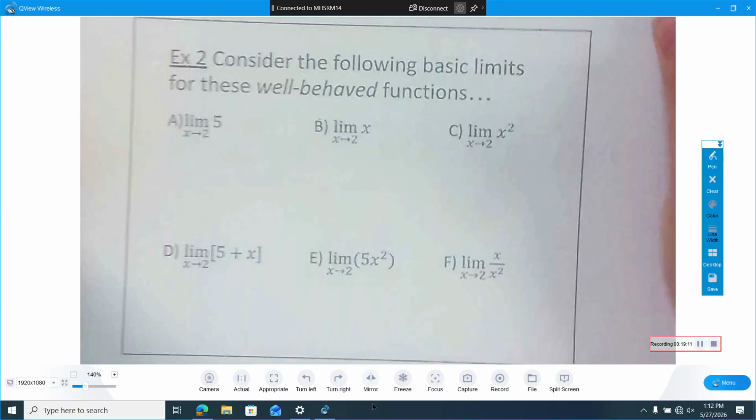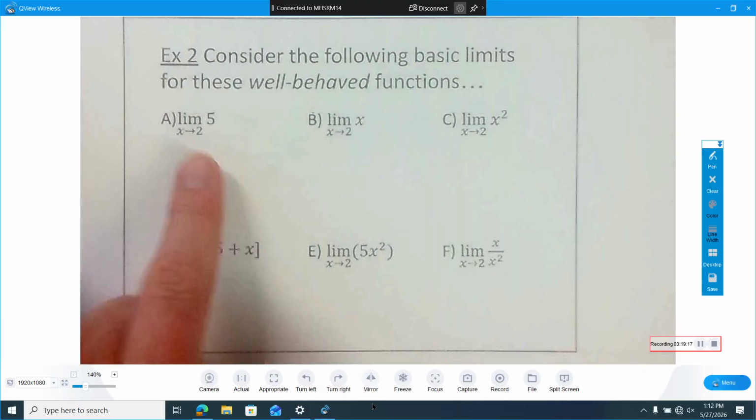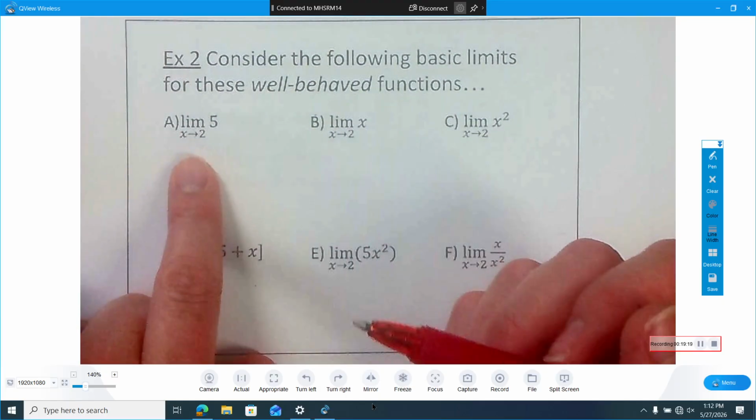So let's try a couple of these. Again, these are well-behaved functions. Consider the following basic limits for these well-behaved functions. What's the limit as x approaches 2 of 5?